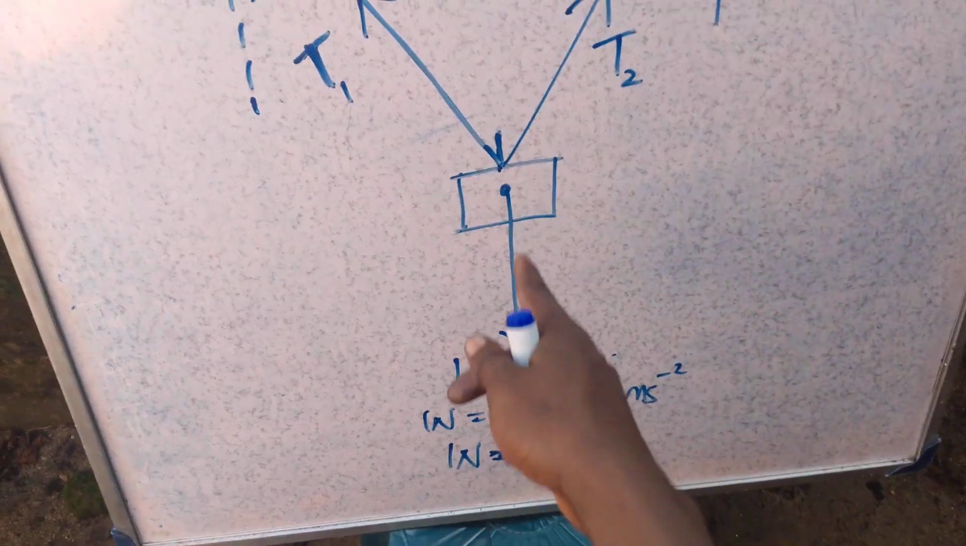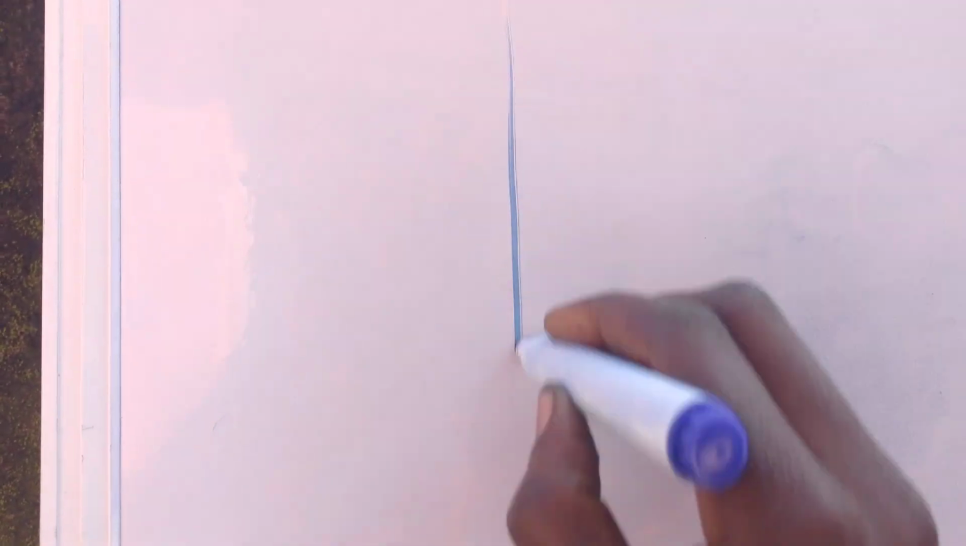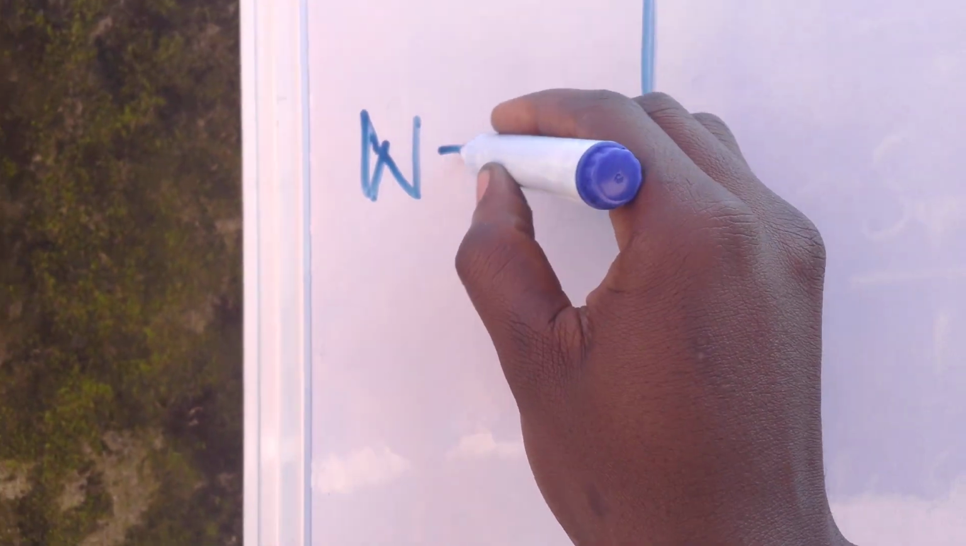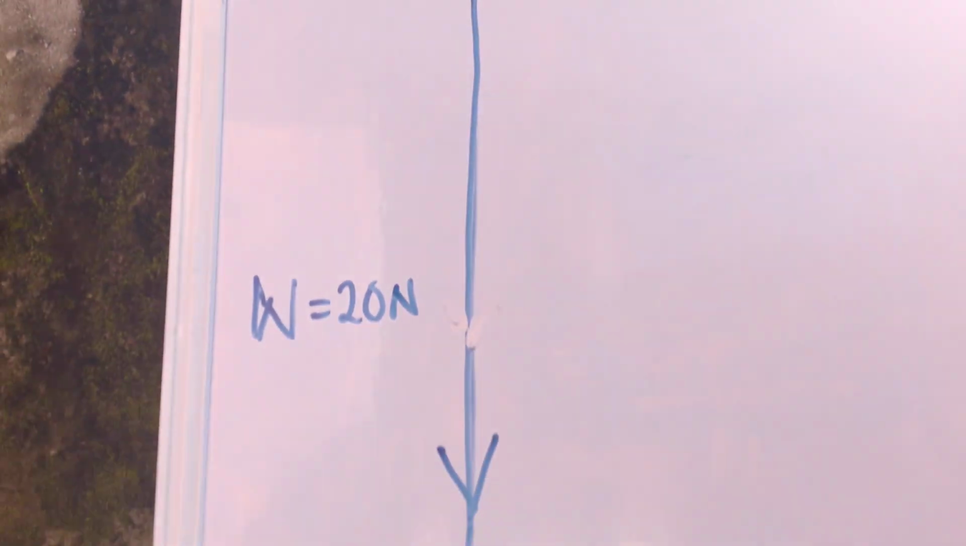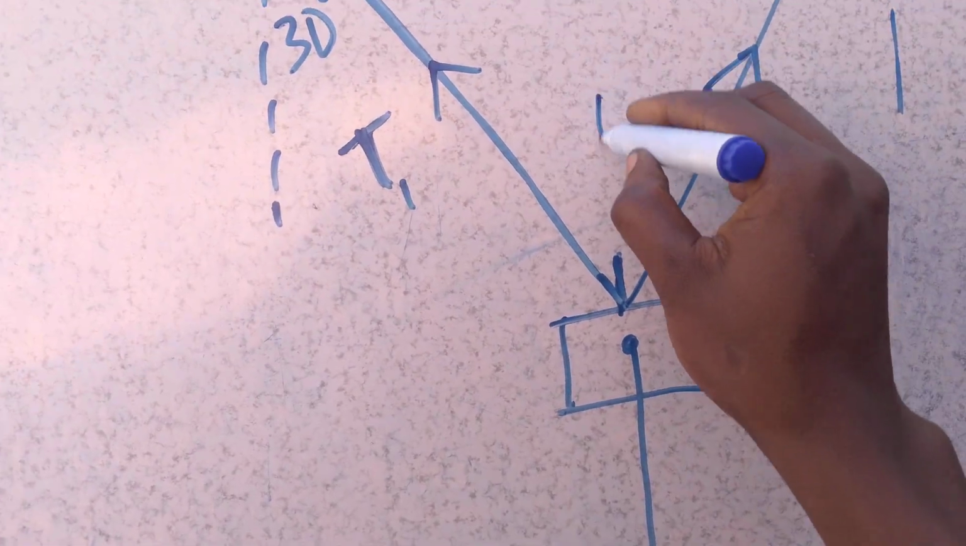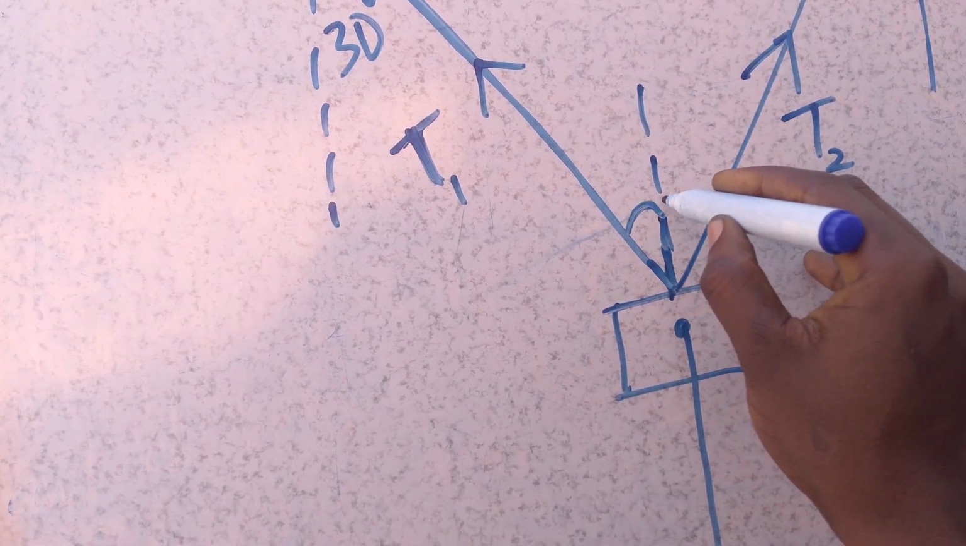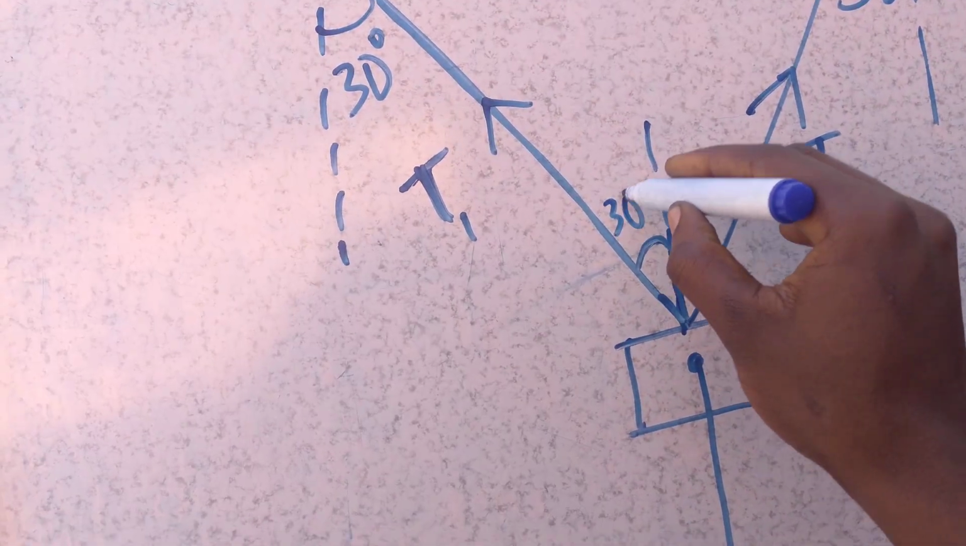So the first thing now, I'll take my weight which is acting vertically downwards. Taking the weight that is acting vertically downwards, I have something like this. The weight of the body that acts vertically downwards is this, that's W, which is 20 Newton. Okay, so the next thing, I'll come back to this diagram. If this is 30 degrees, extend this line. So this is 30 degrees, here is also 30. Why? They are alternate angles.